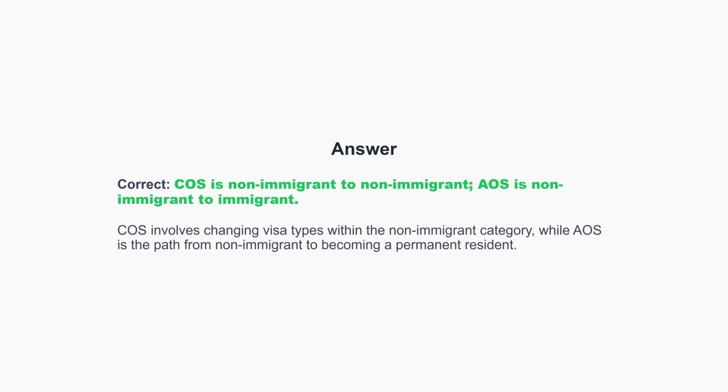The correct answer is A. Change of status, COS, involves changing visa types within the non-immigrant category, such as moving from a student visa to a work visa. Adjustment of status, AOS, on the other hand, is the path from a non-immigrant visa to becoming a permanent resident, leading to a green card. This distinction is essential when considering immigration status changes.